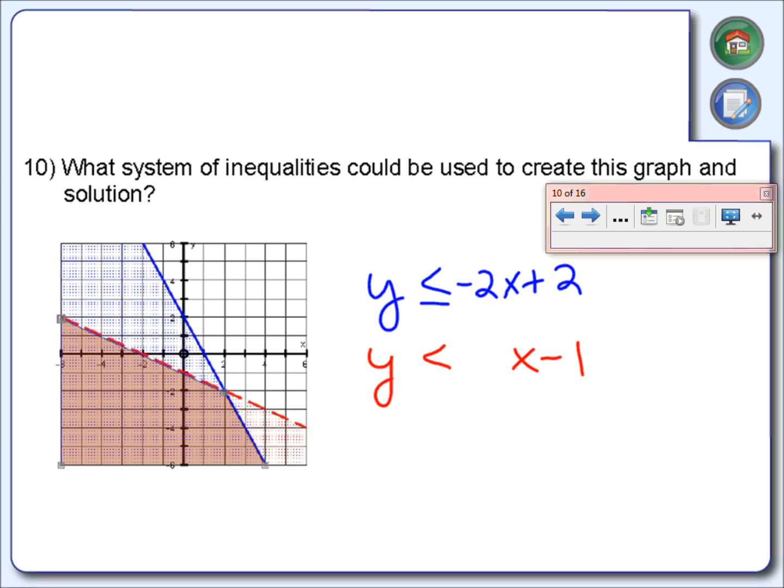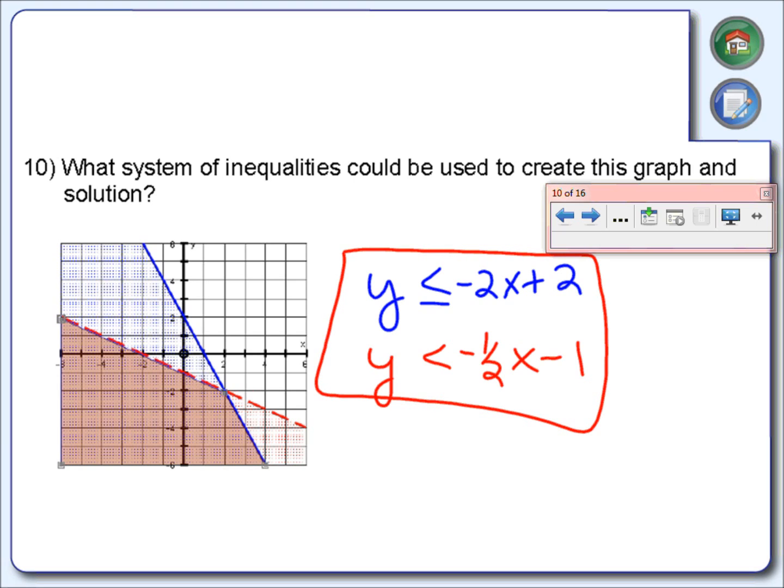Next thing I need is the slope of the line. What's the slope of that line? Negative 1/2. So this is the system that matches this graph.